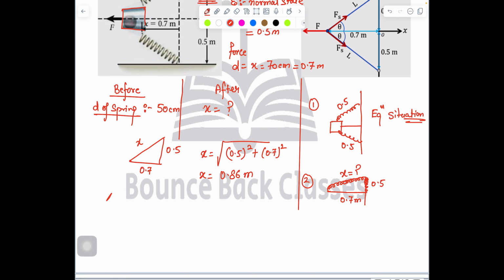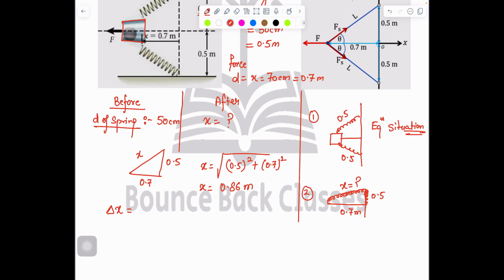Now my question is, what is the change in x? How much did it stretch? In case one, we understand this is 0.5, and now this is x. So delta x equals x minus 0.5, because only then can I tell you the stretch in the spring. So the stretch in the spring is 0.86 minus 0.5, which equals 0.36. Is it clear? Yes or no?